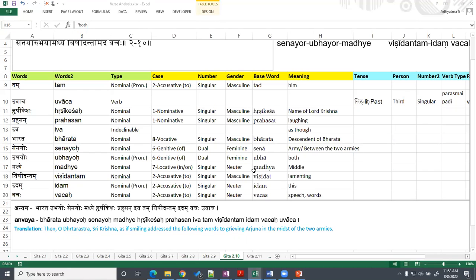Is madhyam not a pronoun? No, madhya is not a pronoun. Madhyam can take the different cases. But I'll double check in case it is a pronoun, and I'll respond to you separately.